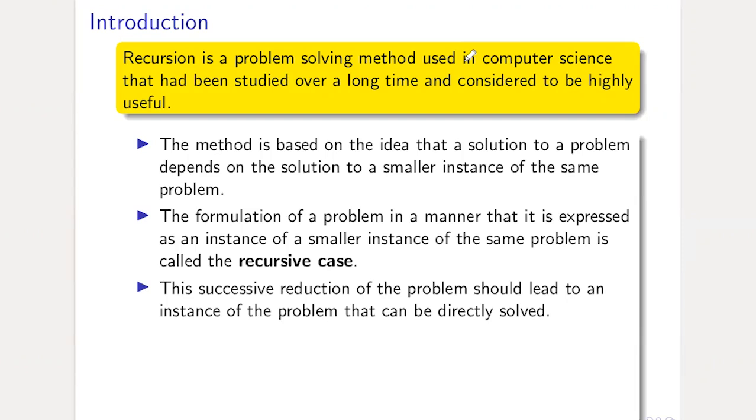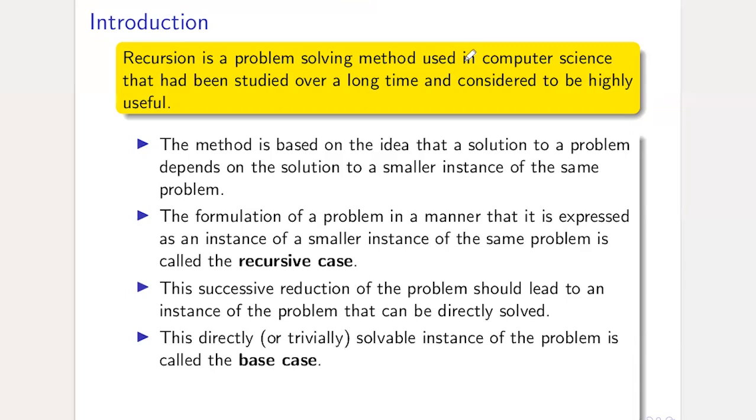Okay, so we have the problem, solving that is dependent on solving a smaller version of the same problem, and you take that one and then use the same argument. So increasingly you will get smaller and smaller and smaller problems. Finally you will get to a problem which can be directly, or we call it trivially, solved. Okay, so that is called the base case. So two cases: the recursive case, which is the generalized version of the smaller instance of the problem, and the base case, which is the trivially solvable instance of the problem.